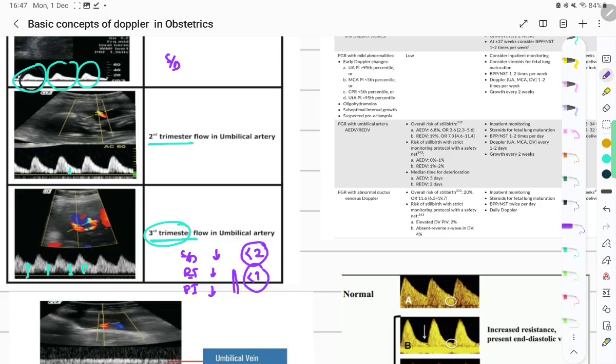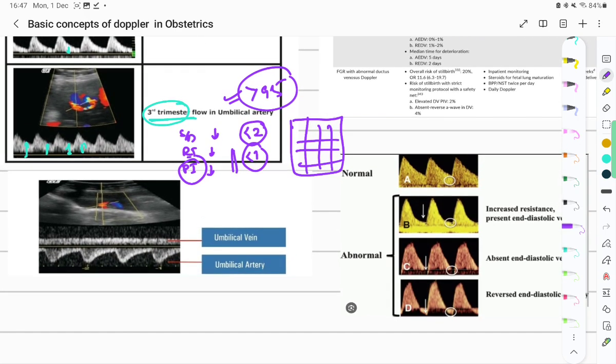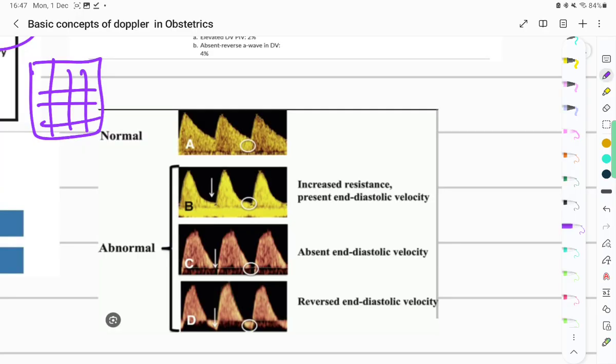The particular value will be represented in the percentile chart. So we compare with the percentile chart. If it is more than 95 percentile PI or RI, then it is a sign of fetal distress. Okay, see how we interpret it.